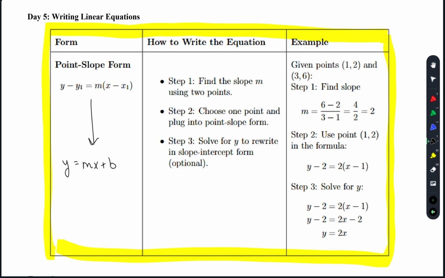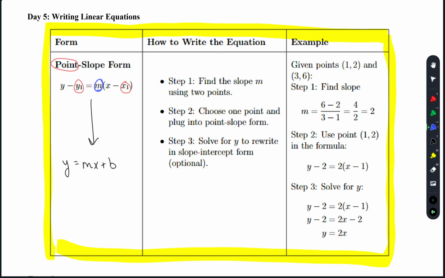The way you get there in most cases is you're gonna plug it into point slope form. What you need for it, shockingly, is a point and a slope. Some of these are really fast and easy, some are a lot harder.